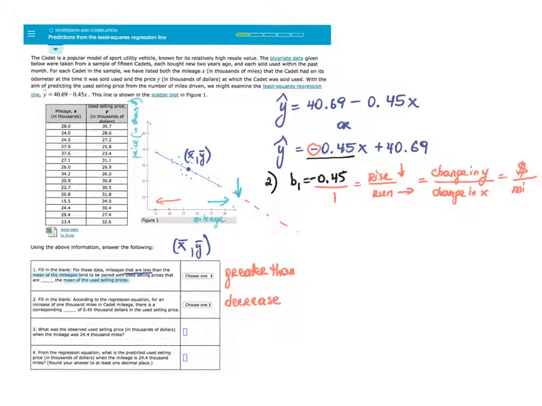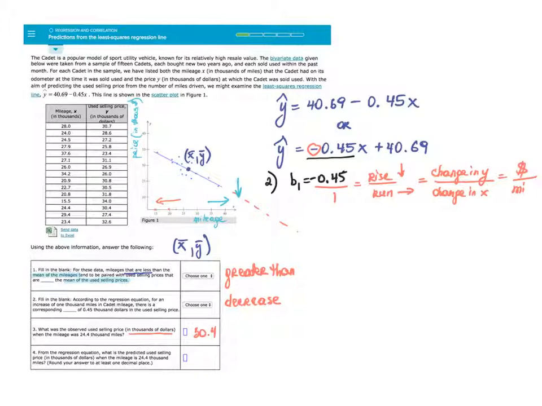Part 3. What was the observed used selling price in thousands of dollars when the mileage was 24.4 thousand miles? My job is to find in our table the observation of 24.4 thousand miles. So look in the mileage column, find 24.4, and find the corresponding observed used selling price, which is 30.4. That's all we need for this one, and it's already in thousands of dollars, so there's no need to add those zeros. It already says it's in thousands of dollars.